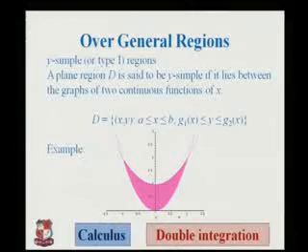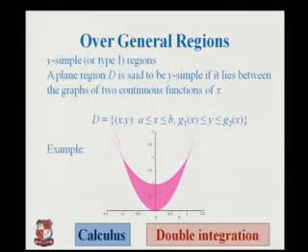We already saw the simple example where your x and y are constants. Now, if they are not constant, if they have variable limits, then how do we solve that type of example? Here on the screen you can see that over a general plane region, capital D is said to be y simple if it lies between the graphs of two continuous functions of x.